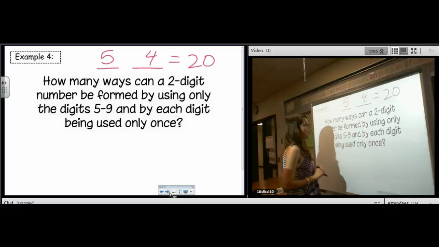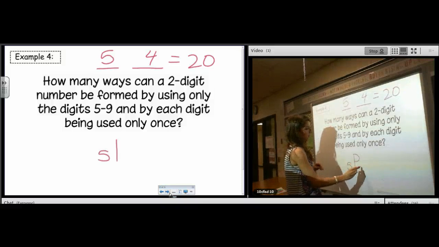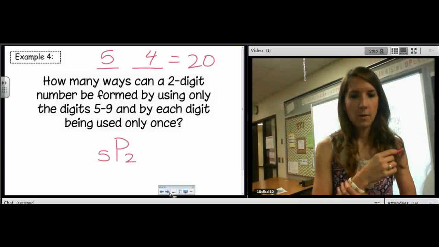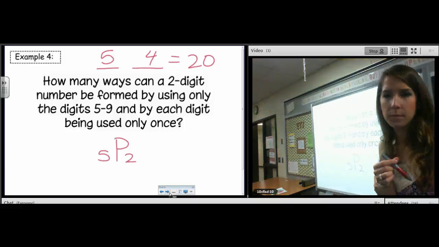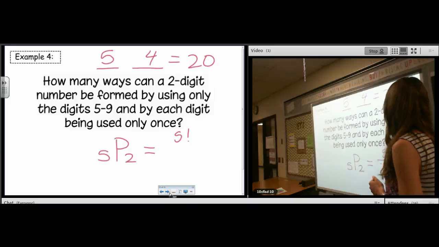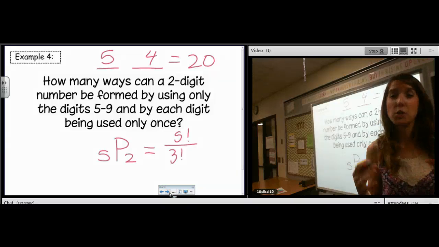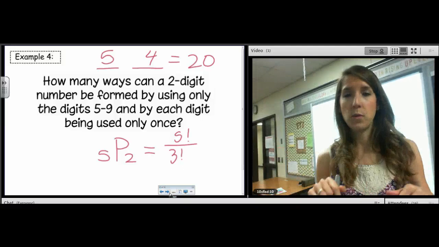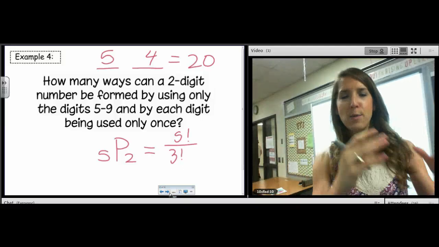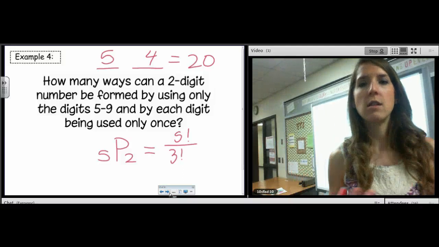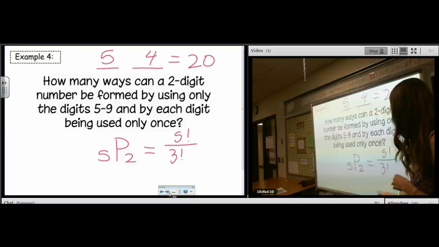What if we wanted to do that the formula way? 5, and then we're choosing 2 of them. All right. That's the same as saying 5 factorial over 3 factorial. I just want you to be exposed to all the different ways so that you can easily switch between them. It's like showing you decimal to percent to fraction. I want you to see all the different forms so that you know your options.